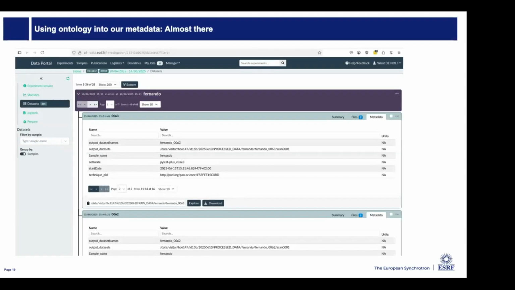This, for instance, is ID15B, I suppose, where you can see here, it's very small, that we are already in the position of publishing concepts directly from the ontology into our data portal, so providing metadata.